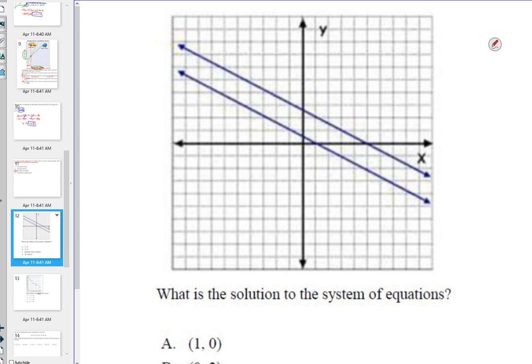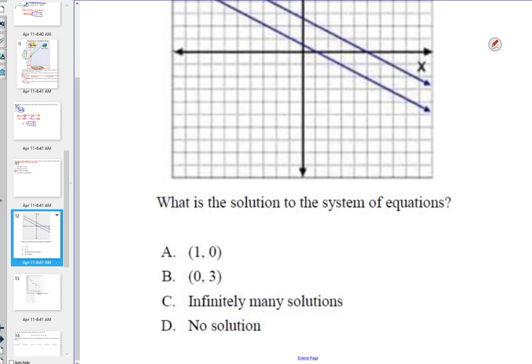What is the solution to this? Well, again, we're looking at parallel lines. And remember, these are the ones that were the most missed. On anything that I went over today, no more than 50%, 57% I think was the most. Parallel.